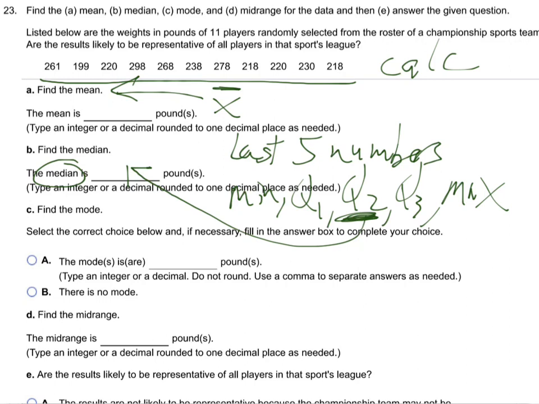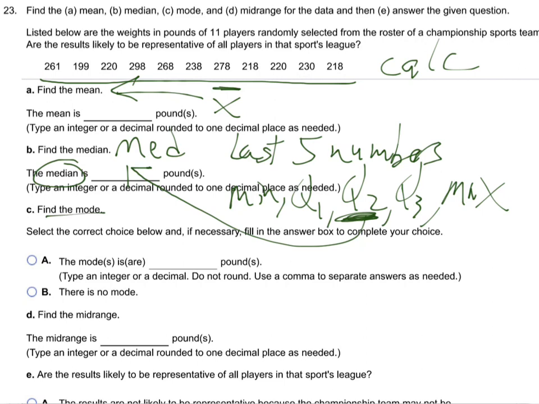What symbol is that identified by on the calculator? Does it say Q2? No, it says M-E-D. Median. Okay. And the bottom 5? The minimum. Cool. So just put them in, you don't have to worry about ordering. Now, if you're doing this by hand, yes, you would have to reorder those and get the one in the middle.